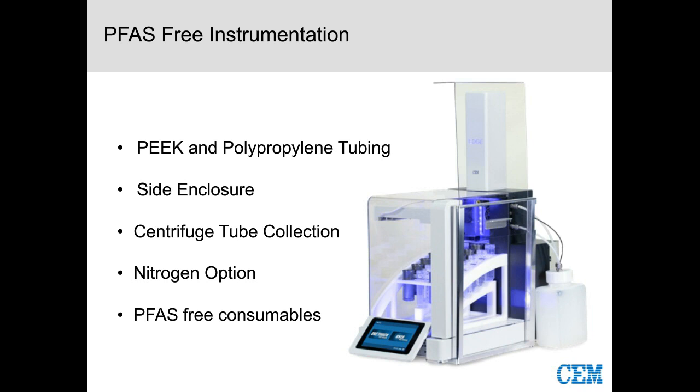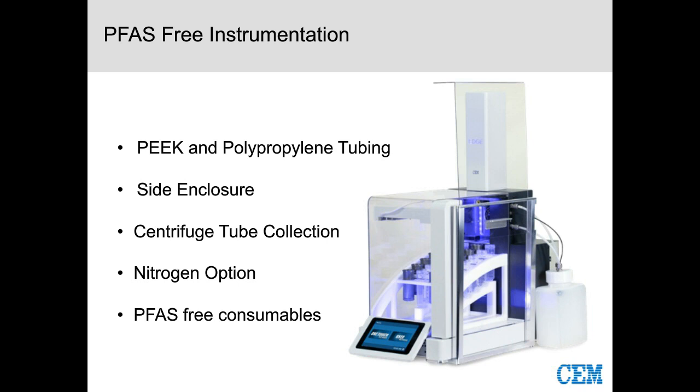However, we cannot have Teflon present when we're talking about PFAS because there are some PFAS components that could cause contamination there. So we need to eliminate any Teflon components on the system. So what we've done here is we've used PEEK and polypropylene tubing. We're using PEEK for our stationary tubing and polypropylene for our movable tubing, so anything that's doing the automation.